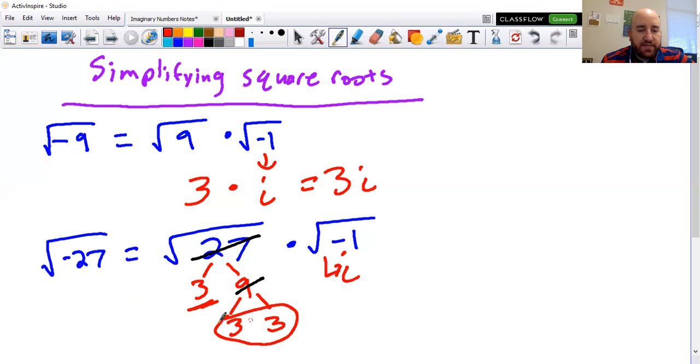So I've circled the pair. So now what I do with the pair is this. Let me drag this down a little bit.